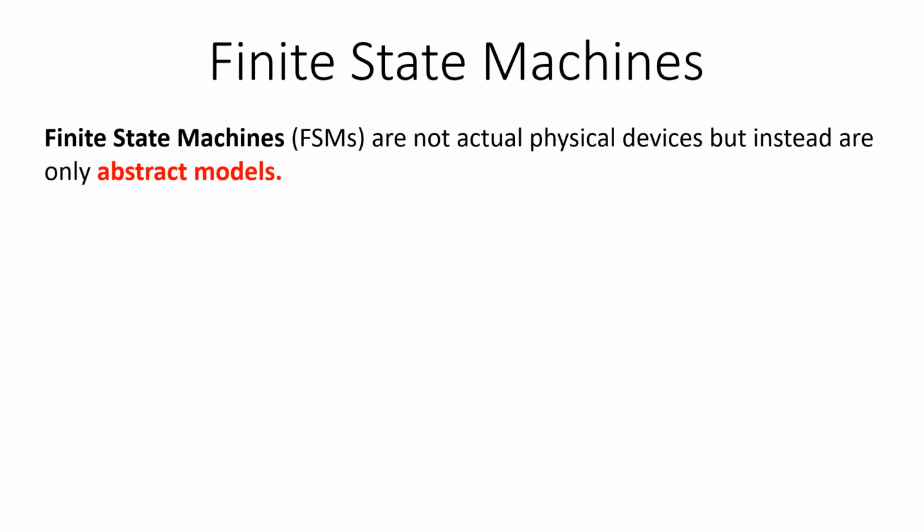Let's talk about finite state machines. So finite state machines are not actual physical devices like you might think they are. When you call something a machine, you think of something that you can see, something that does something, and it's present physically. But a finite state machine, which can also be called an FSM, is not an actual physical device, but actually more of just an abstract model.